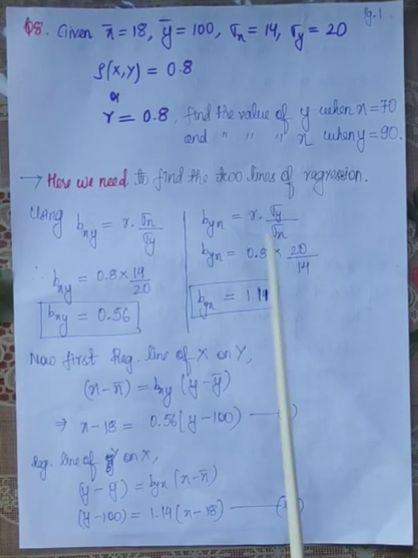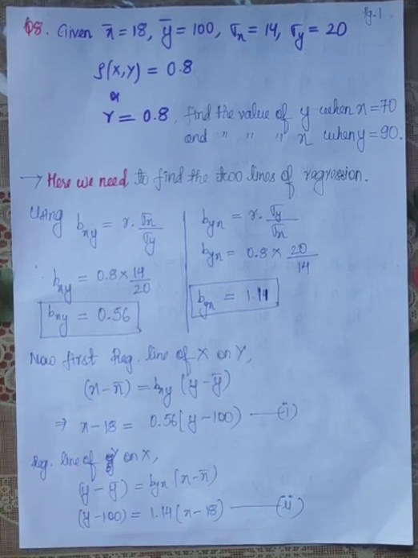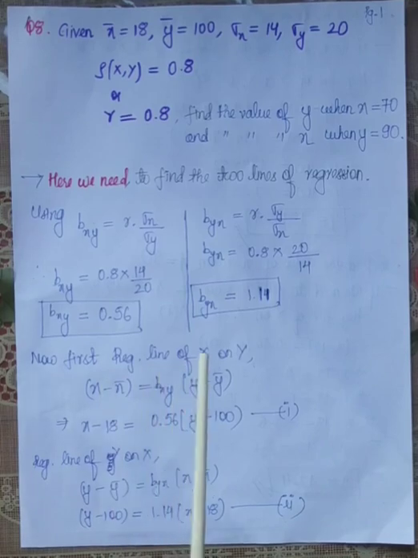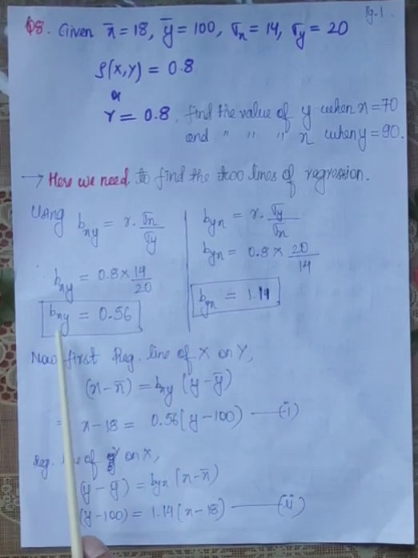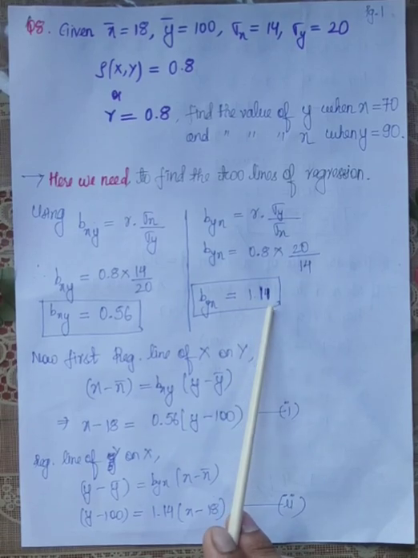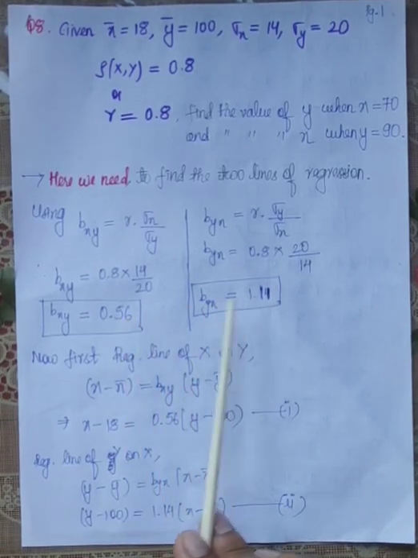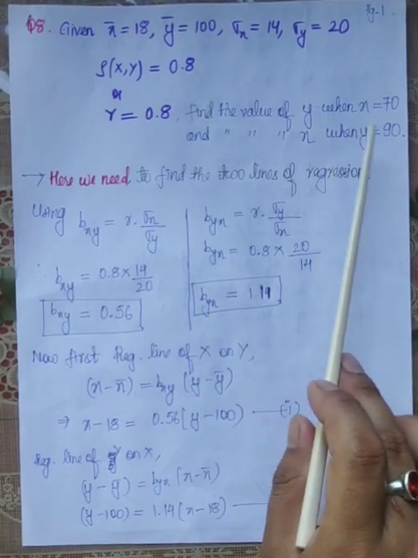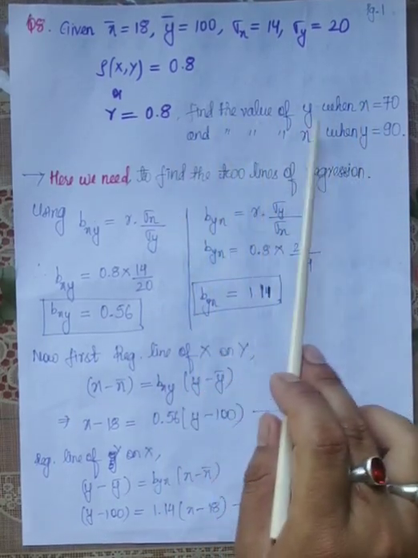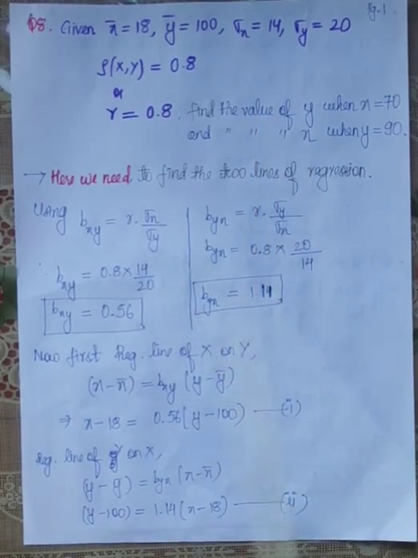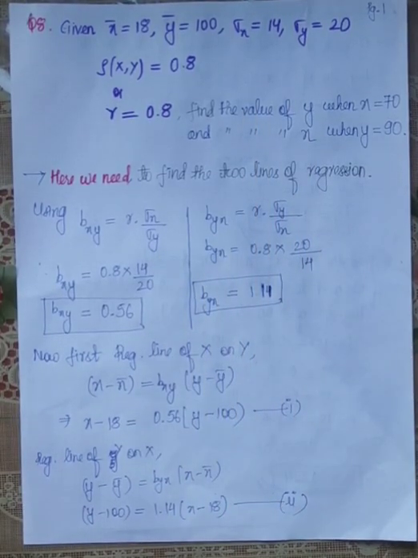I hope you're clear till here. Pause the video and understand. So bxy is 0.56, byx is 1.14. If you multiply these two, you get a value less than 1. The question was to find the value for y and then the value for x. We can start with either one, because we need to find both regression lines.